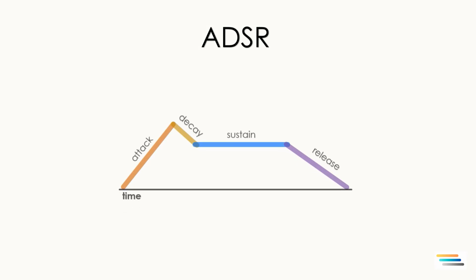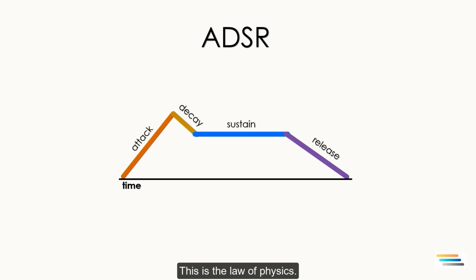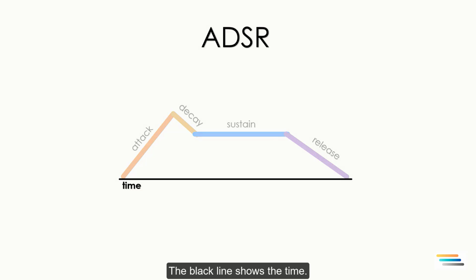ADSR. In our world, every sound has its own sound production time. This is the law of physics. ADSR is an acronym that stands for attack, decay, sustain, release, which shows how sound appears over time. The black line shows the time.